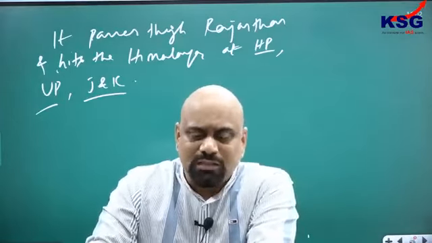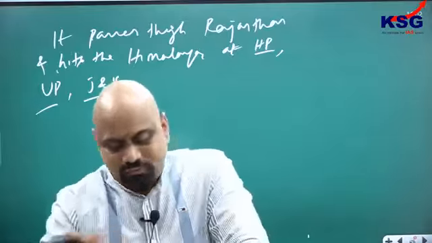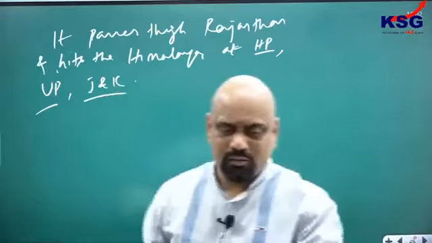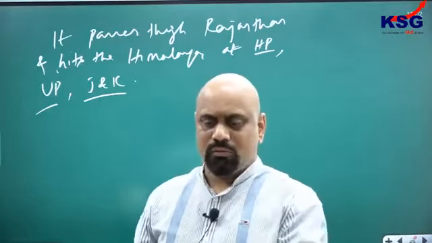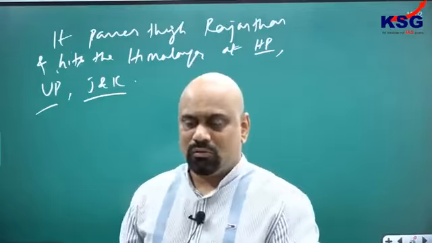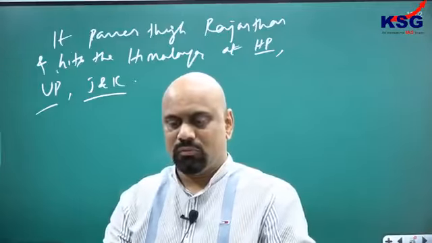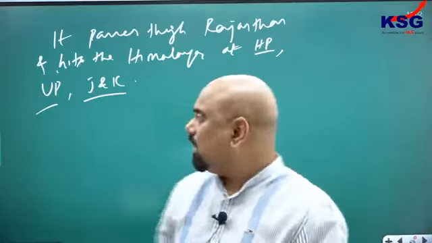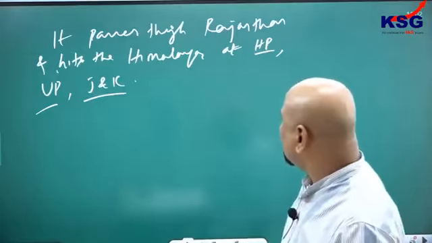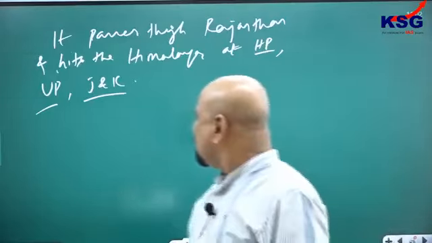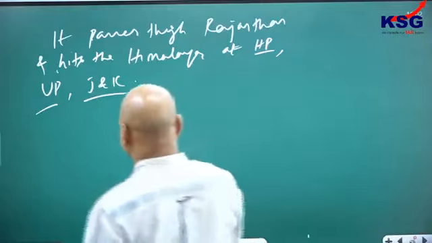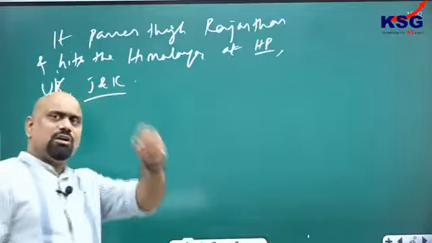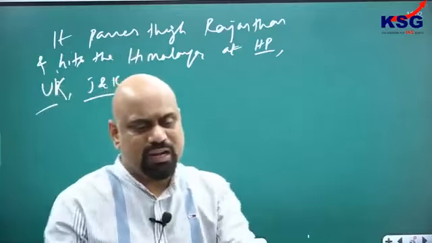Though it passes through Rajasthan, crossing through Rajasthan and giving rainfall beyond this, you tell me one thing: it passes through Rajasthan and hits the Himalayas at Himachal Pradesh, Uttarakhand, and Jammu and Kashmir. But it is not giving rainfall in Rajasthan. Why? Can anyone tell me?